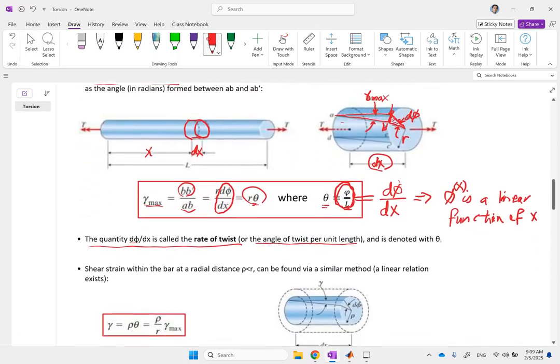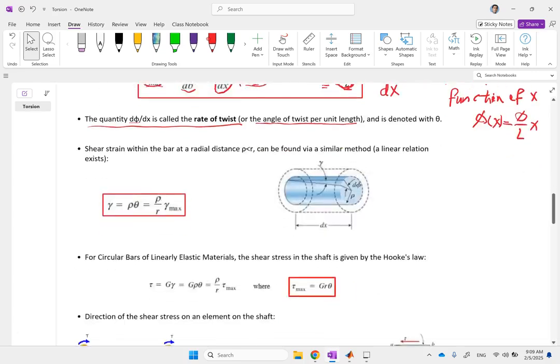Okay? Yes? So the phi angle changes linearly with position like that. And the shear strain gamma is R times that phi over L, or R times theta. Good. Now moving on.